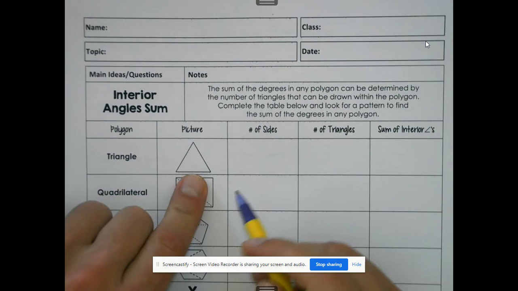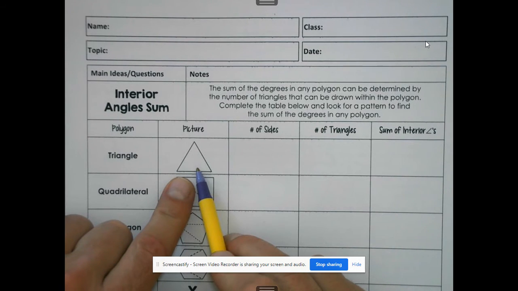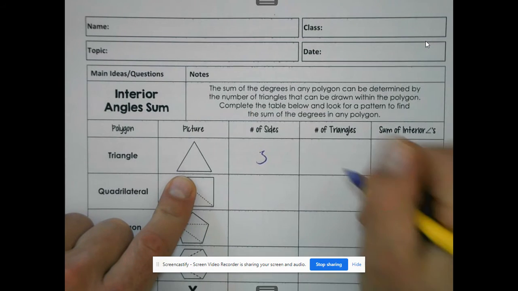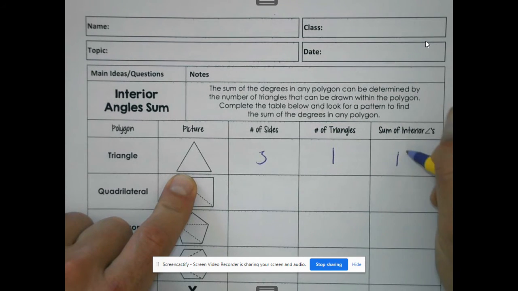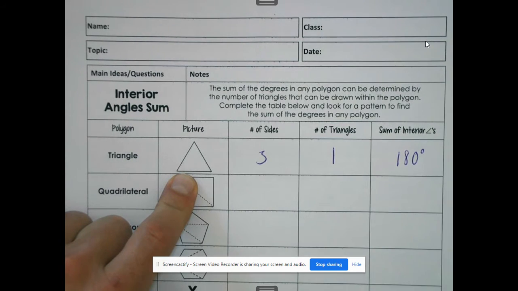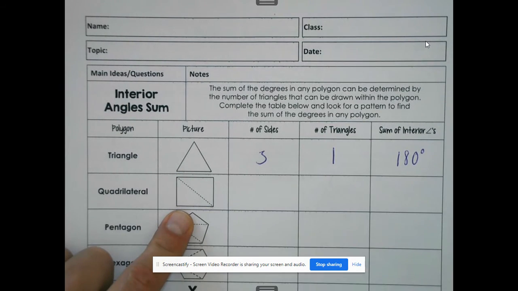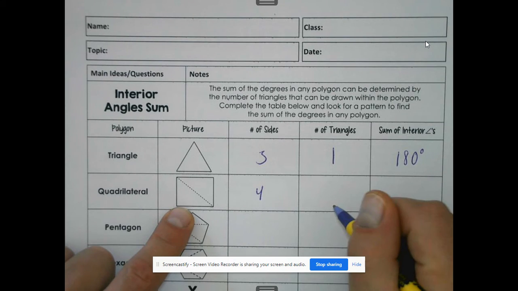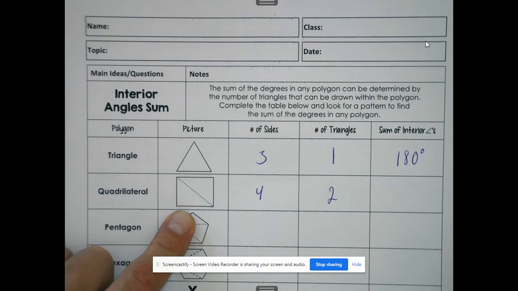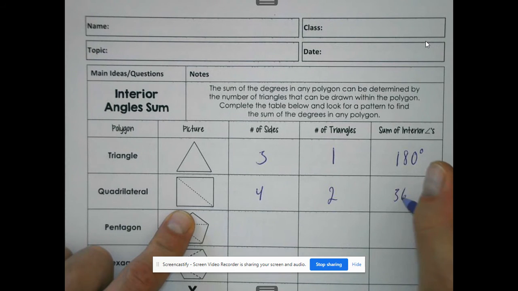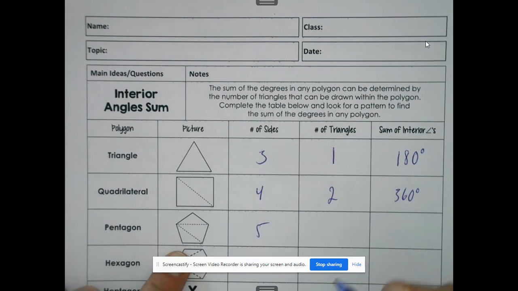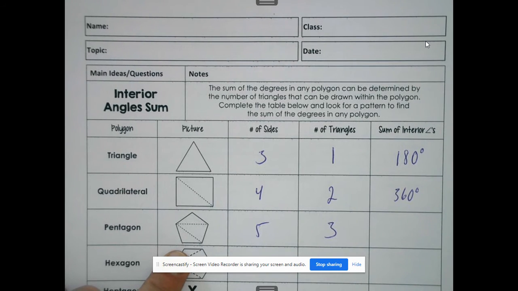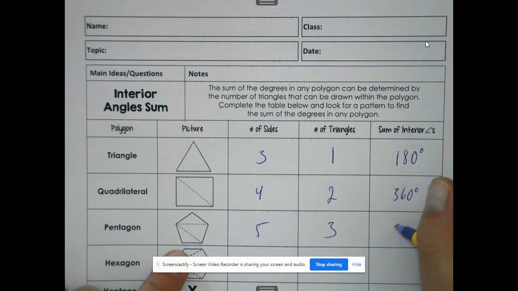So here we go. Triangle, obviously that's what it looks like. It has three sides. Number of triangles, it only has one. And we know automatically the sum of any triangle, the angles inside add up to 180. For a quad, that has four sides. There are two triangles in there. And so 2 times 180, 360. Pentagon has five sides. You can draw three triangles in there. So 3 times 180, 540.